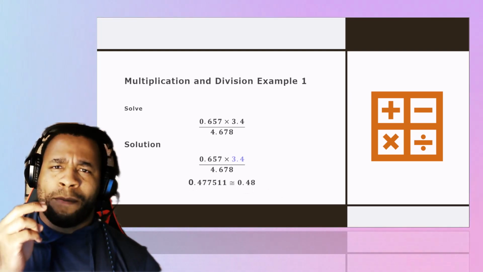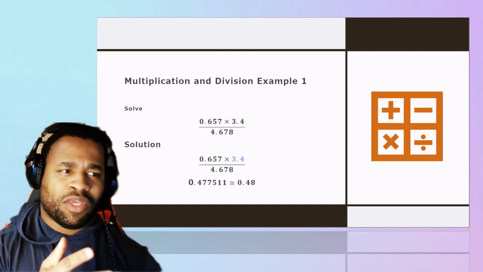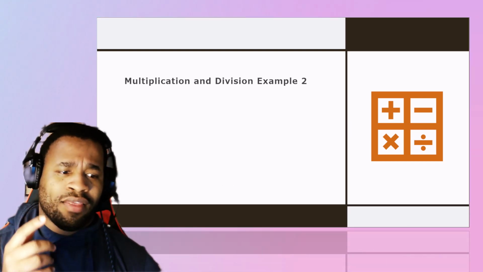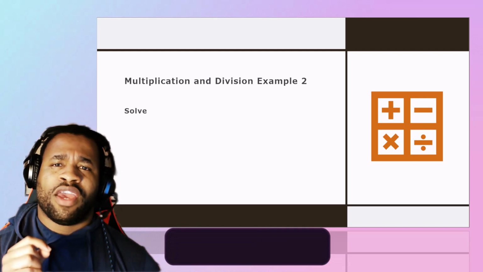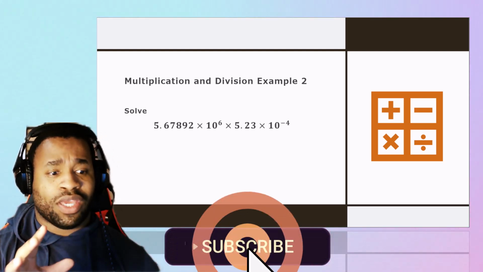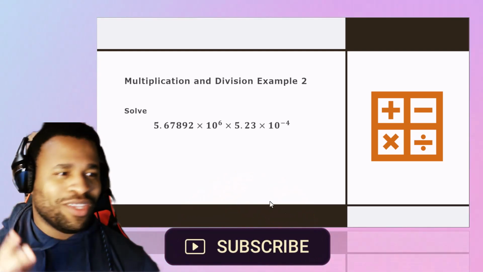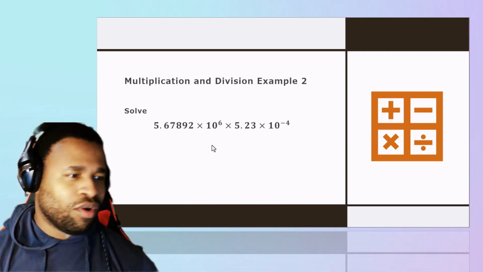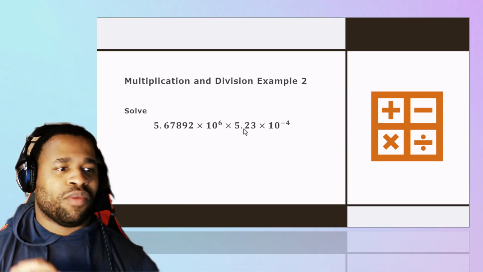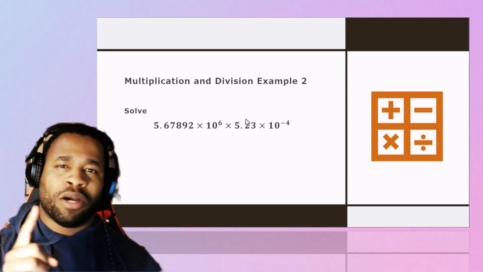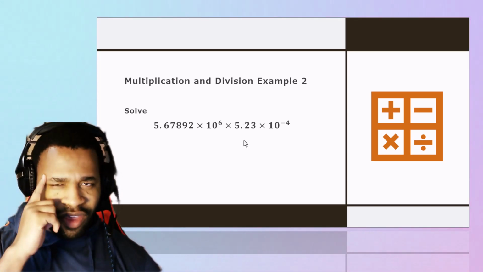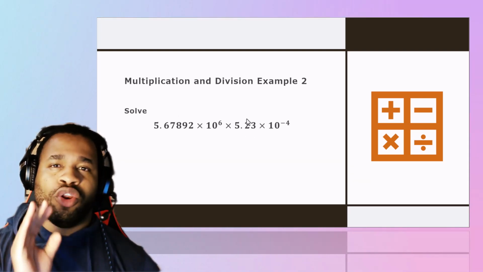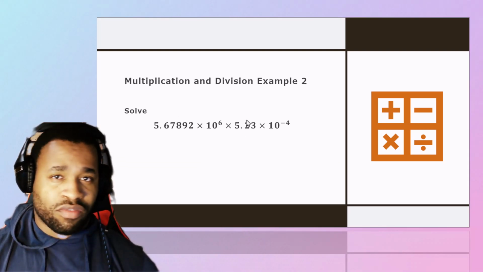Now let's look at part 2 of multiplication and division, and I want to encourage you to try this one here. This is a little bit tricky because you're now looking at scientific notation, and we have 10 to the power of 6 multiplied by 10 to the power of -4, and you have this number multiplied by this number. But we want to what? Think about which of these 2 numbers have the lowest significant figures overall.